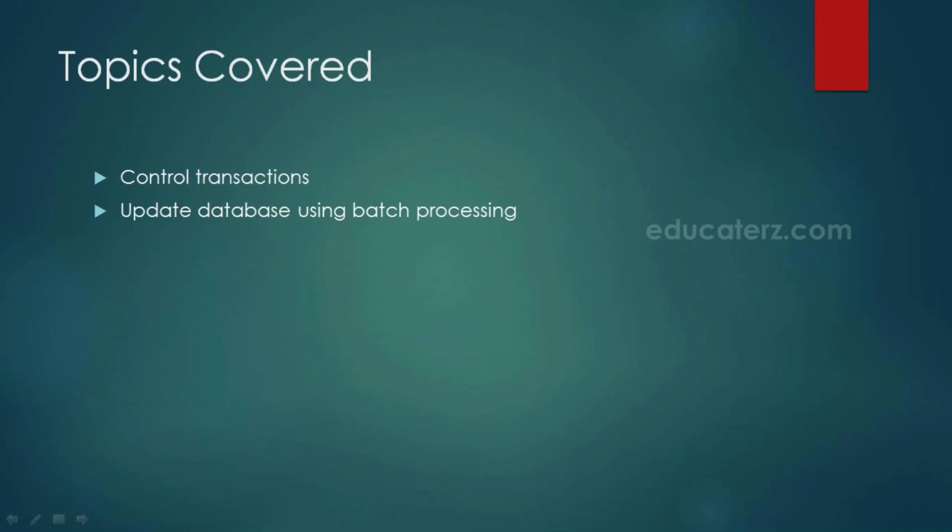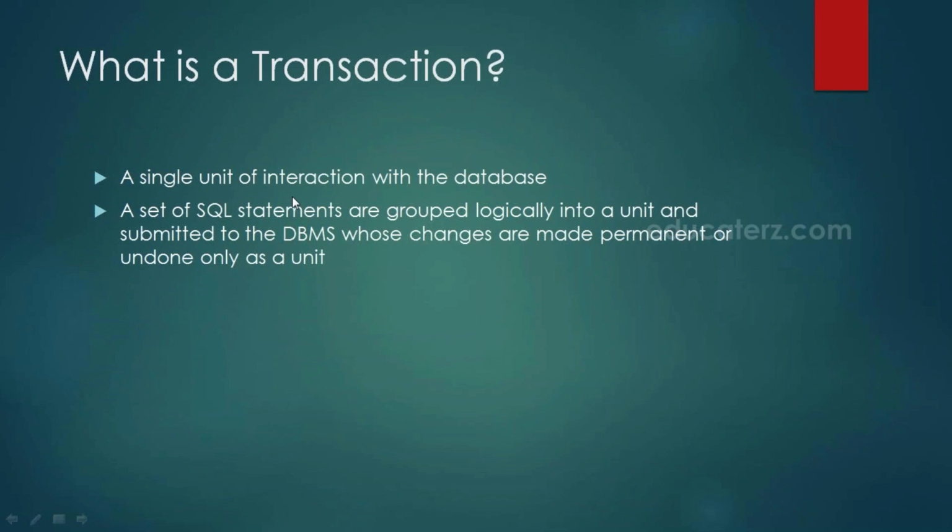In this session, we are going to learn how to control transactions using JDBC and to use batch processing. So what is basically a transaction? A transaction is nothing but a single unit of interaction with the database. In a transaction, a set of SQL statements are grouped logically into a unit and submitted to the database, where changes are made permanent or undone only as a unit.